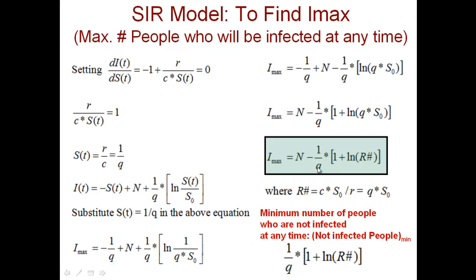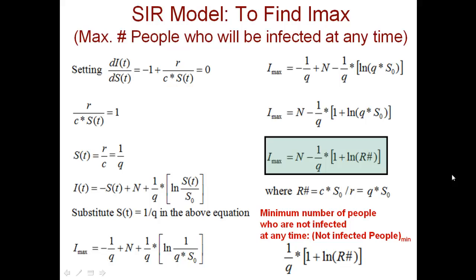Alright, so now you can see Imax is n, which is the total number of people, that is the total population, minus this term. So what we can say is, now this is the maximum number of people who will be infected at any time. So that's going to be n minus this term. So this second term here is going to be the minimum number of people who will not be infected at any time. Okay. So we can say this 1 over q times 1 plus ln of r hash is the minimum number of people who are not going to be infected at any time. So not infected people, the minimum number of not infected people.